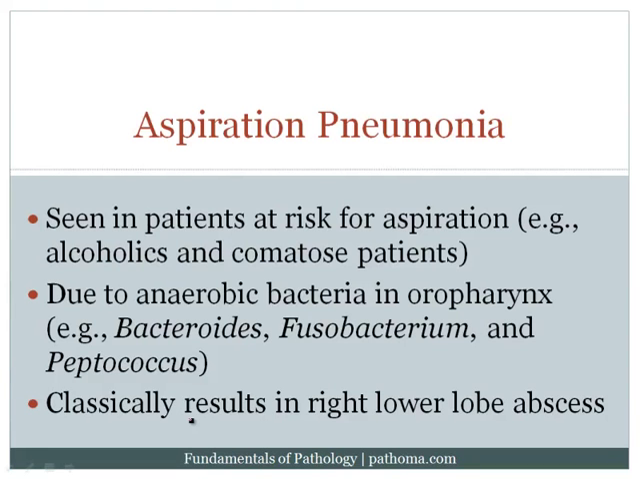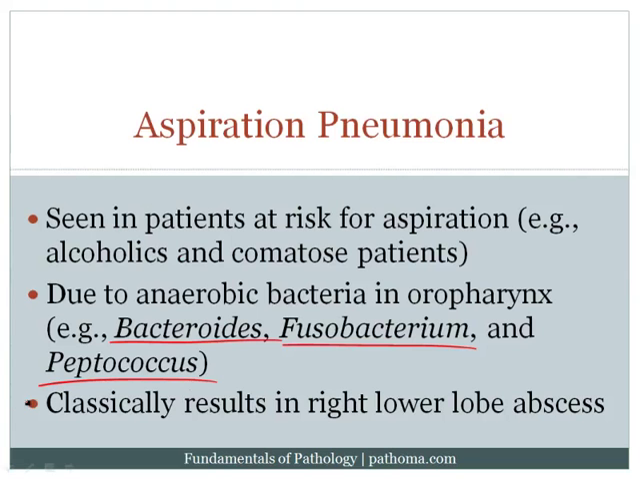Aspiration pneumonia occurs in patients who are at risk for aspiration, for example, alcoholics or patients who are comatose. This is classically due to anaerobic bacteria from the oropharynx, and the three high-yield bugs to be aware of are Bacteroides, Fusobacterium, and Peptococcus. These are commonly asked on examinations.